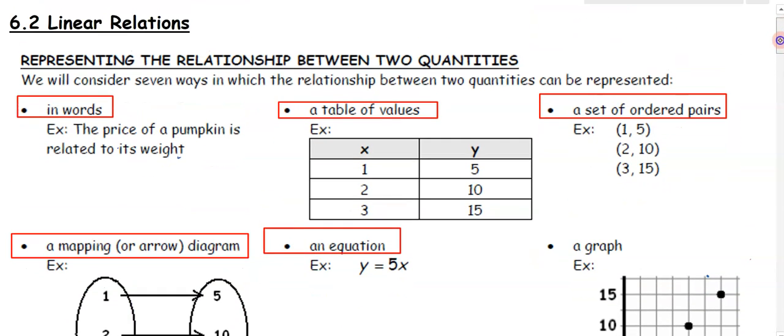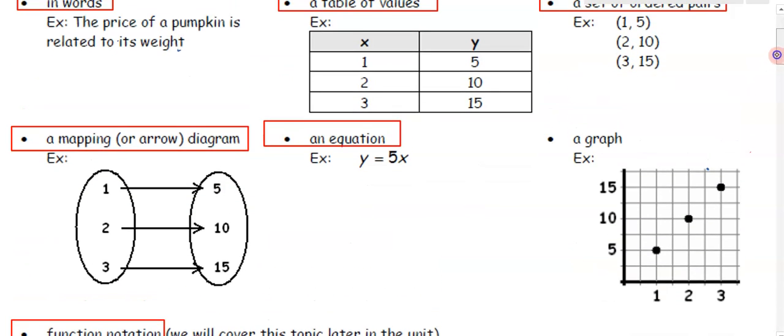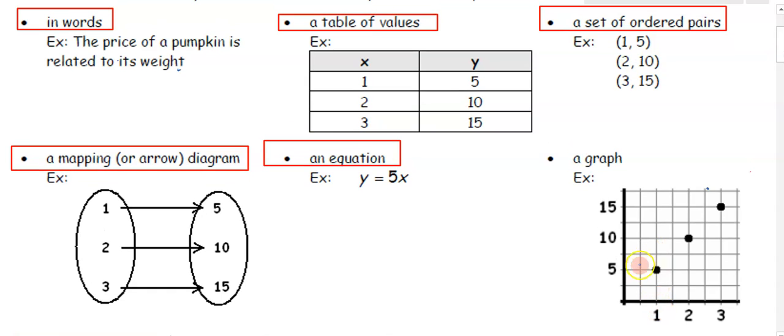All right, when we talk about a relationship, we talk about different ways of explaining that relationship. And so in the last lesson, we talked about a graph. We can show the relationship by graphing our data. After 1 hour, we have traveled 5 kilometers. After 2 hours, we've traveled 10 kilometers. After 3 hours, we've traveled 15 kilometers. The points fall in a line. That makes it a linear relationship, right?